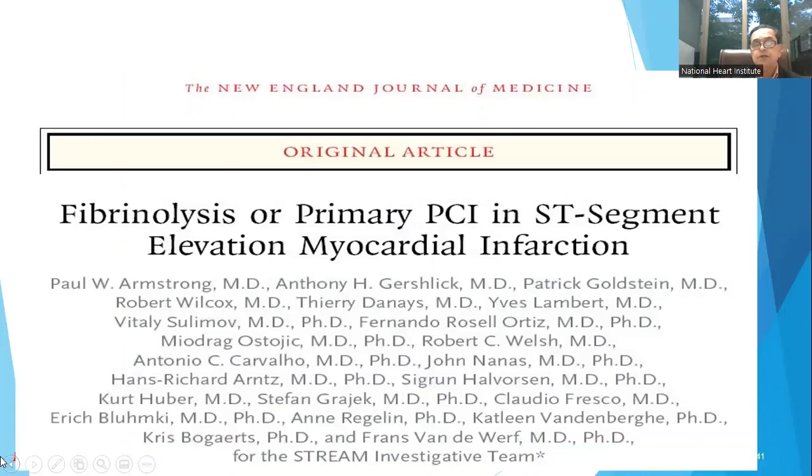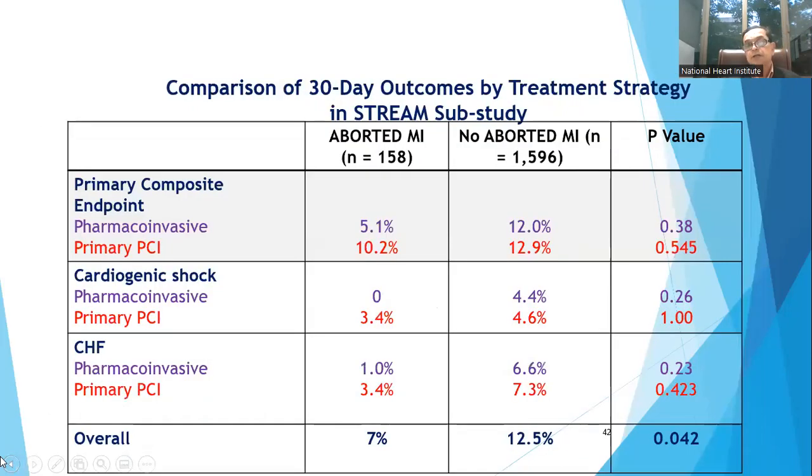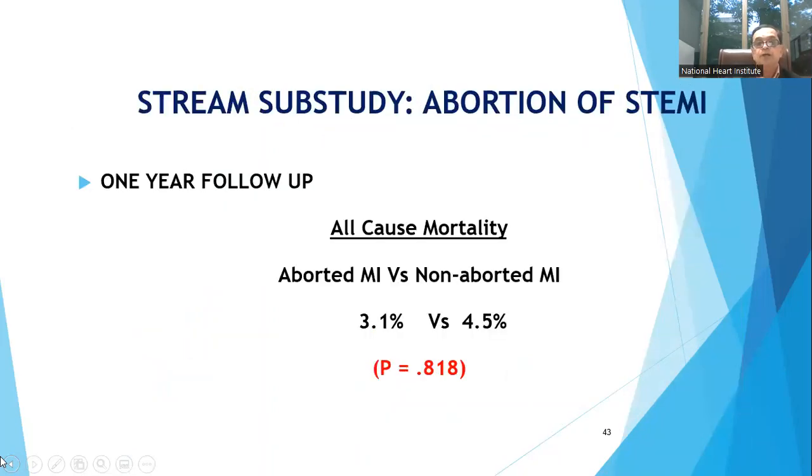Now, the latest study was the STREAM trial, which was published 7 years ago. As we can see in the data of the STREAM trial, comparing 30-day outcomes between pharmacoinvasive and primary PCI, the primary composite endpoint, cardiogenic shock, congestive heart failure, and overall data were in favor of aborted MI, that is, thrombolysis followed by PCI, compared to those who had just primary PCI. At 1-year follow-up, the mortality in aborted MI was 3.1% compared to 4.5% in non-aborted MI.